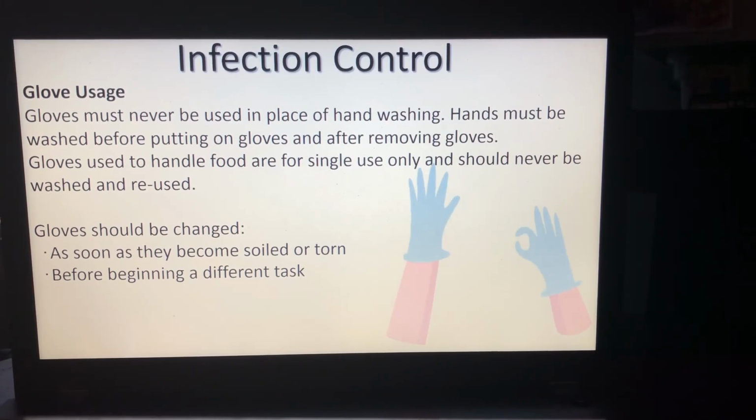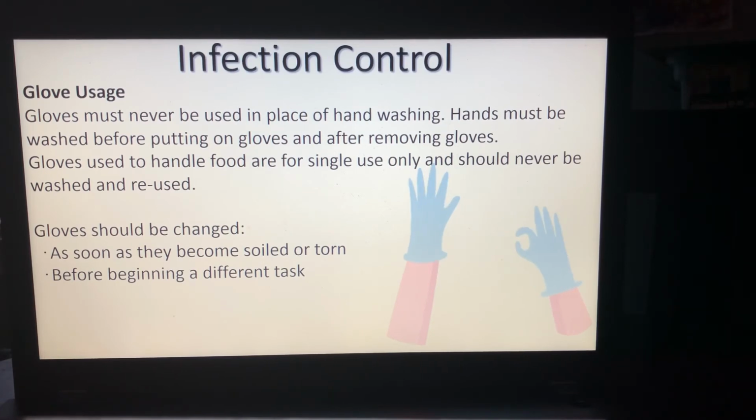That gets us to glove usage. Gloves must never be used in place of hand washing. So hands must be washed before putting on gloves and after removing gloves. Gloves are just a barrier for the in-between, but we need to make sure they're clean before and after the glove usage. Gloves used to handle food are for single use only and should never be washed and reused.